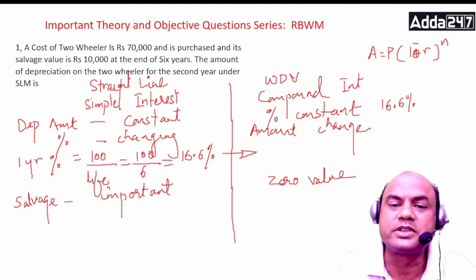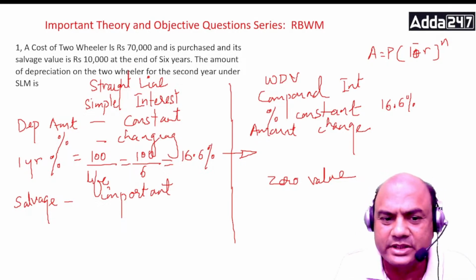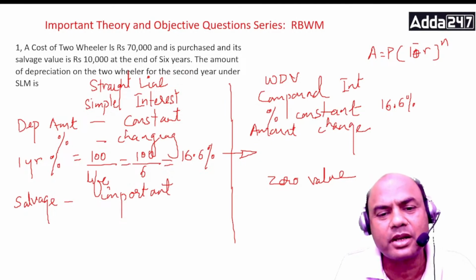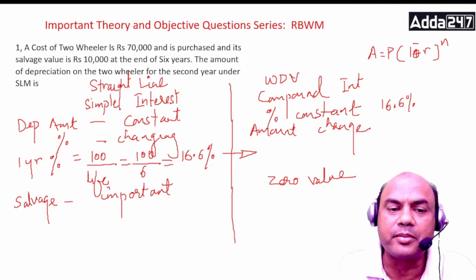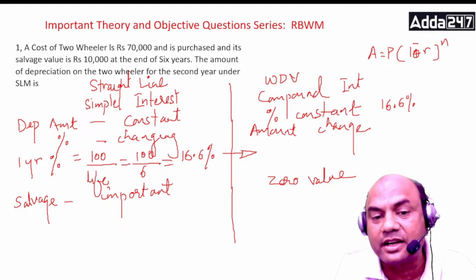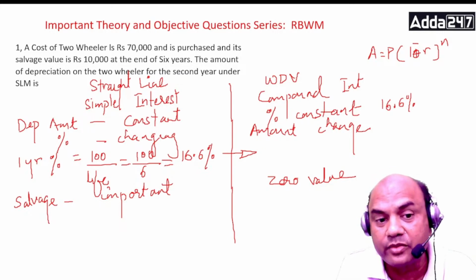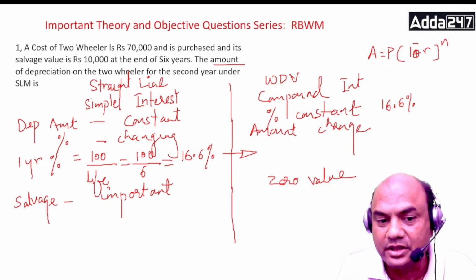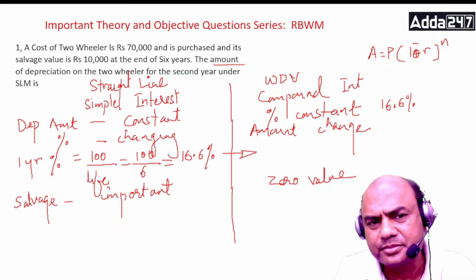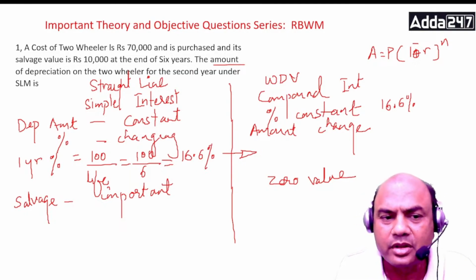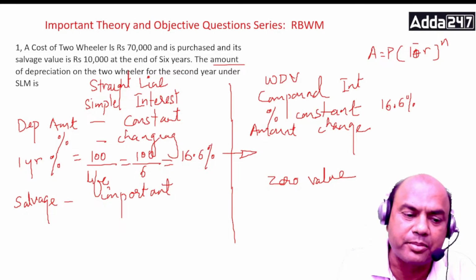Okay. Now let's solve this numerical. This is very easy. If you understand these basics, now the numerical is very easy. See, the amount of depreciation of the two-wheeler in the second year. Now you want amount. What did we say about the amount? Amount is constant, right? So amount will be the same. So what is the amount? See this. Amount equals to depreciation amount.